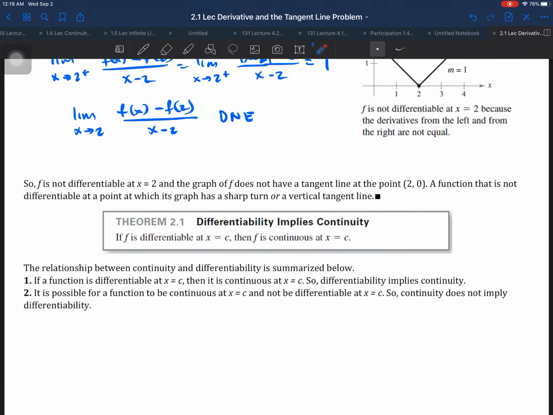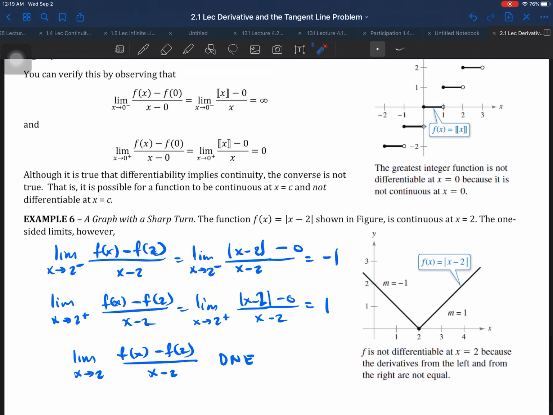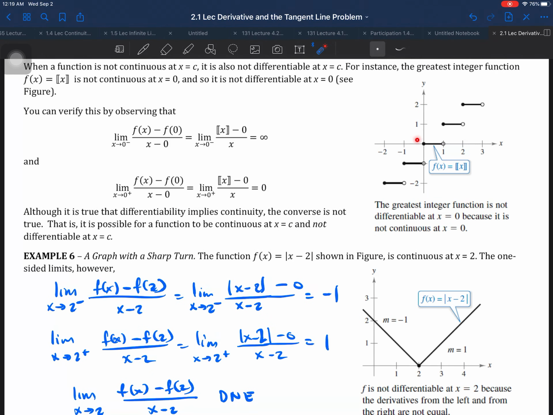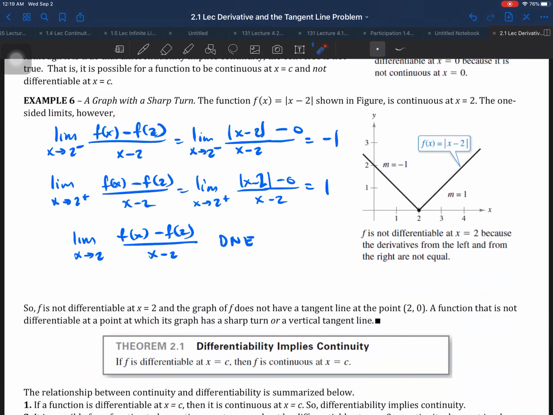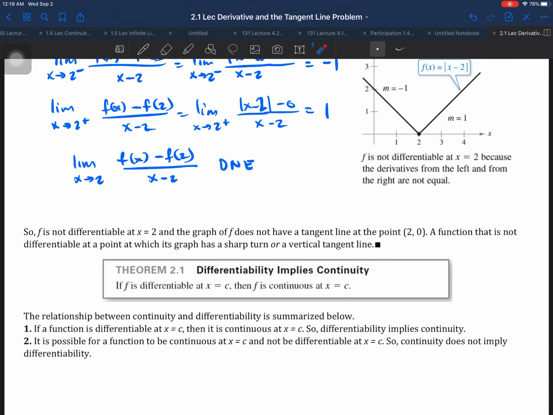And so the last part, we can kind of conclude this, right? If you're not continuous, then you're not differentiable. Now you could be continuous and not be differentiable. So the next line tells us something very important. If f is differentiable at c, then this will guarantee that f is continuous at c. Let me say that again. If f is differentiable at c, then this will guarantee that f is continuous at c.